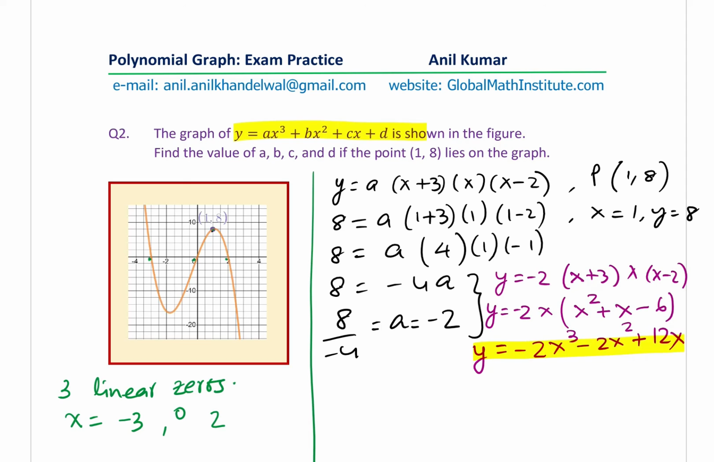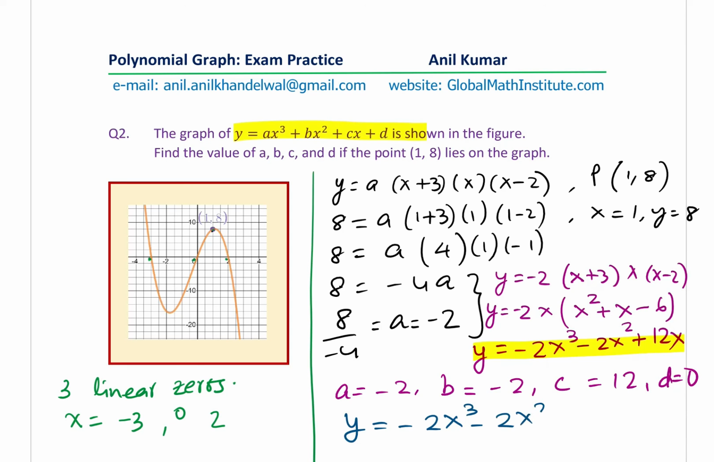Now you can compare the terms and you can say that a is equal to minus 2, b is equal to minus 2, right? B is also minus 2. We have to see b is, yeah, we got multiplied by 2, correct. So b is also minus 2. C is equal to 12 and d is equal to 0. So those are the values. Since the equation itself is y equals to minus 2x cubed minus 2x squared plus 12x. Is that clear to you?